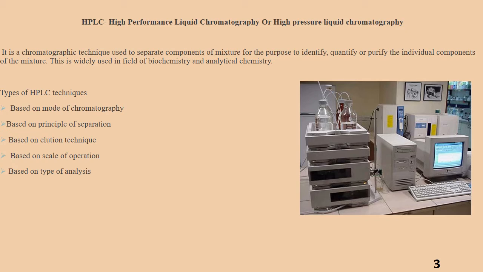HPLC, high performance liquid chromatography or high pressure liquid chromatography. It is a chromatographic technique used to separate components of a mixture for the purpose of identifying, quantifying or purifying the individual components of the mixture. This is widely used in the field of biochemistry and analytical chemistry. Or you can say that high performance liquid chromatography is a method of separation in which the stationary phase is contained in a column, one end of which is attached to a source of pressurized liquid eluent, that is the mobile phase.